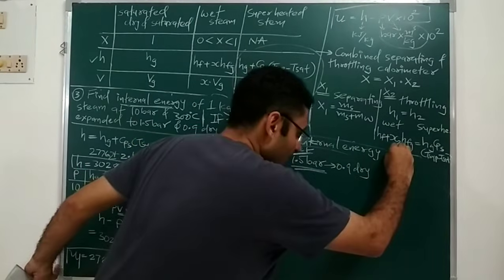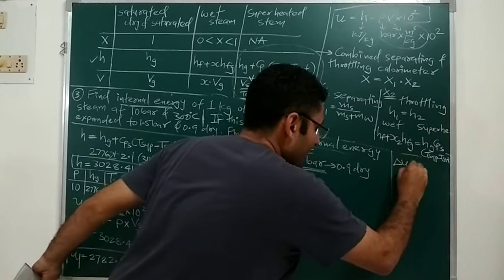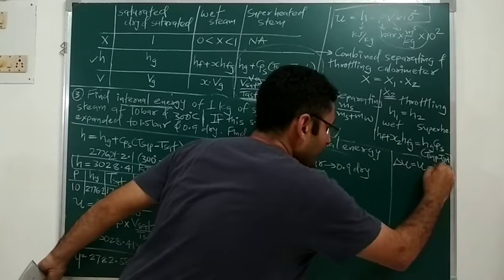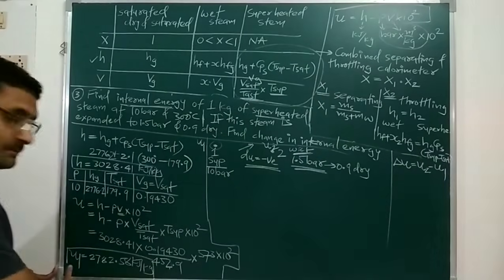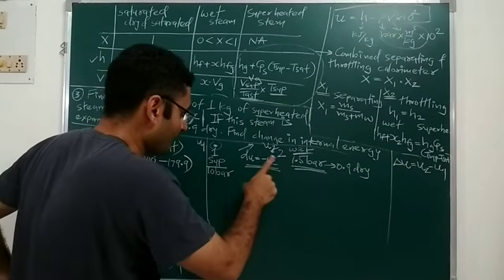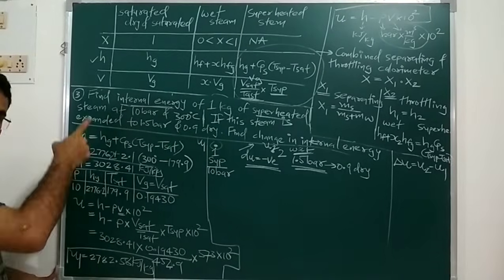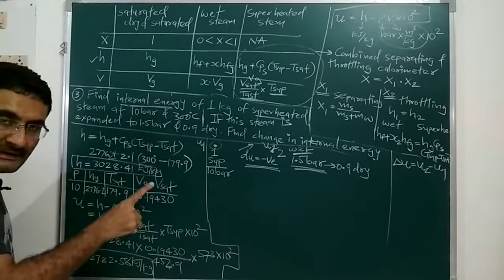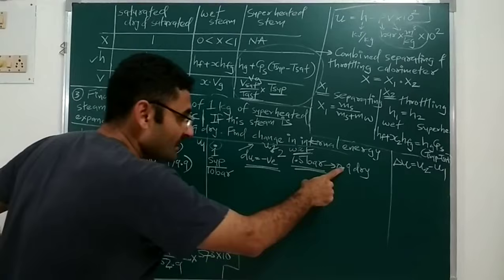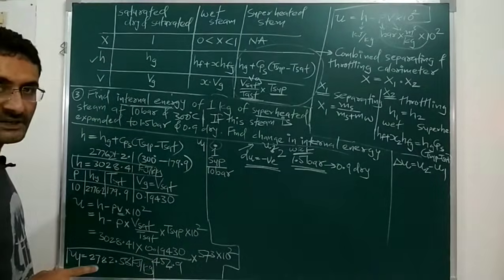Then only can you write the change in internal energy like that: Delta U is equal to U2 minus U1. U1 is with you. You have to find U2 by following the same process, but instead of superheated steam, you have to consider wet steam. Why? Because the 0.9 dryness fraction is given.